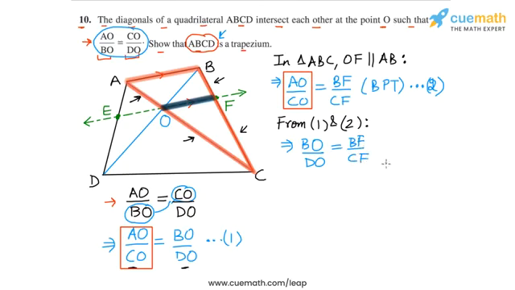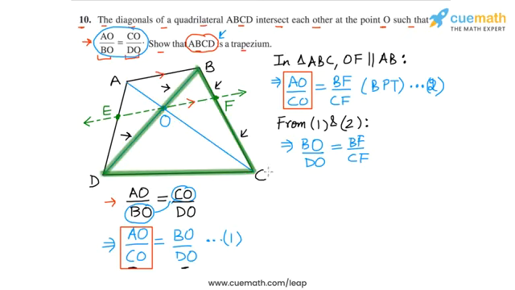Now if we use this equality of ratios in triangle BDC, if BO by DO is equal to BF by CF, this immediately tells us that OF, because it divides BD and BC in the same ratio, must be parallel to DC. And what is the property, the theorem that allows us to say this? Well, this is the converse of the basic proportionality theorem.